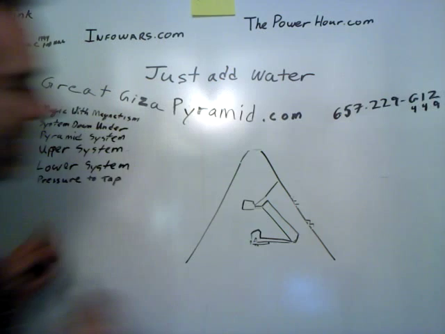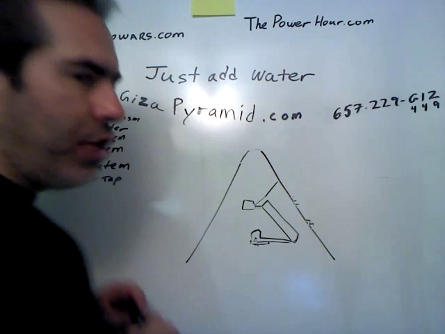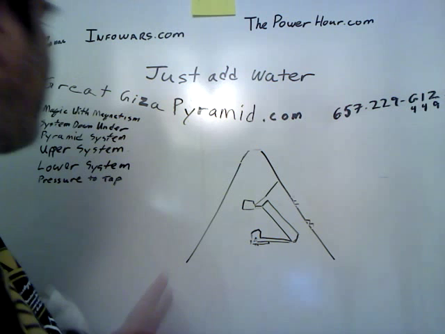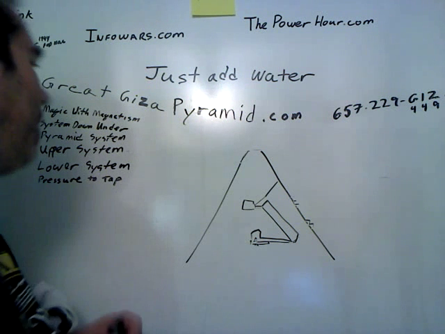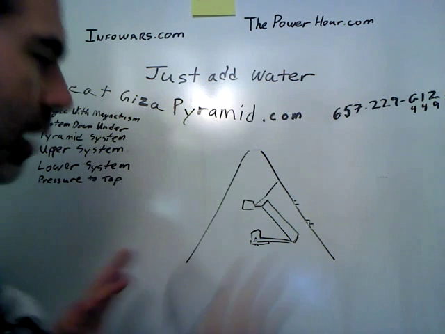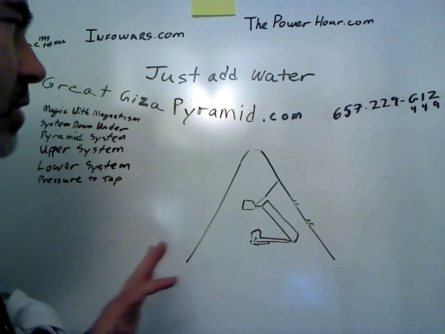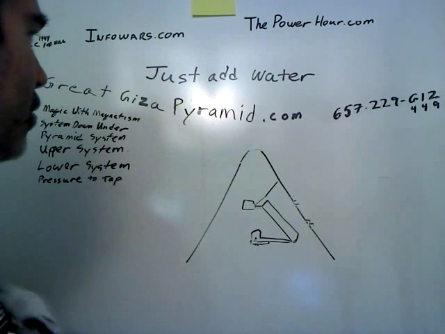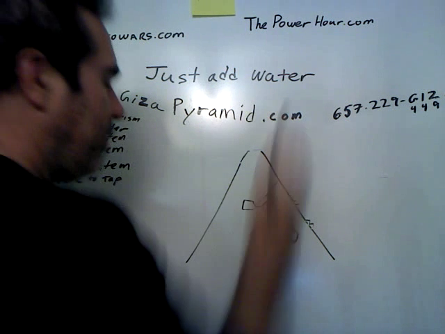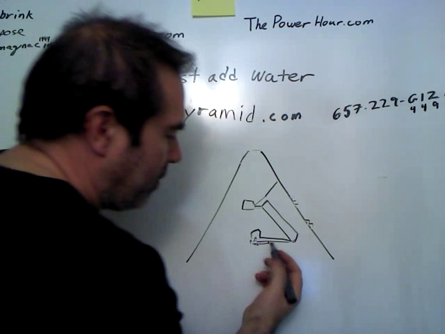So what's happening is you're creating water in this chamber. And you're going to say, how am I creating water? I'm going to tell you to quickly watch Magic with Magnetism System Down Under and the Pyramid System, and you'll see the flow. Or you can watch some of my videos where I say just add water. I think the just add water video, which is self-titled, is a pretty good flow of the system. And that even shows real pictures of the system.